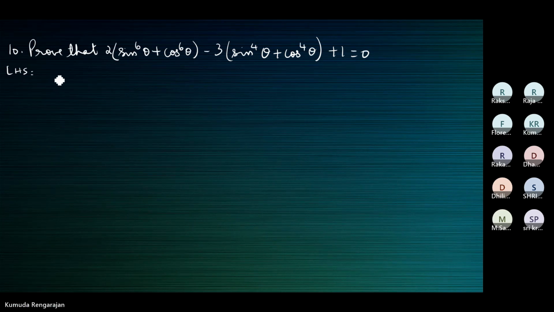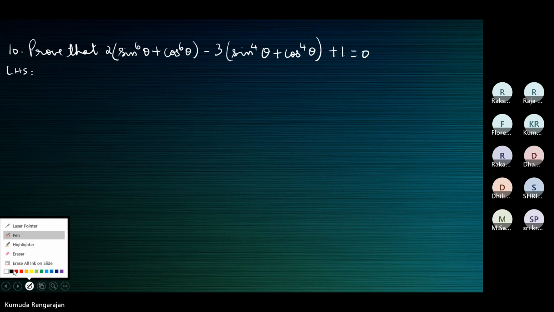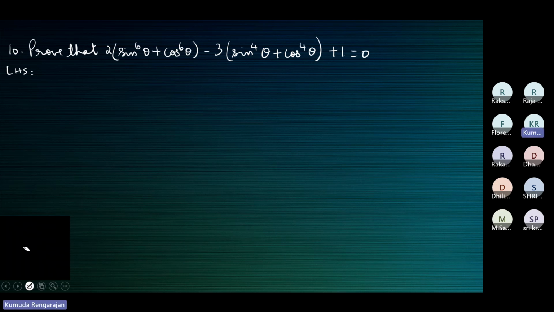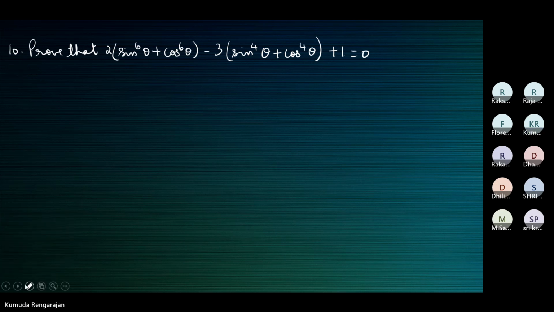Okay. So just to make it look simple, I'll not do the whole thing at once. Let's just do it in parts. Let's take up the first one. 2 into sine theta to the power 6 plus cos theta to the power 6.